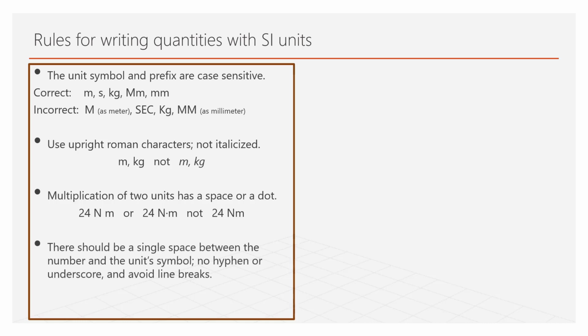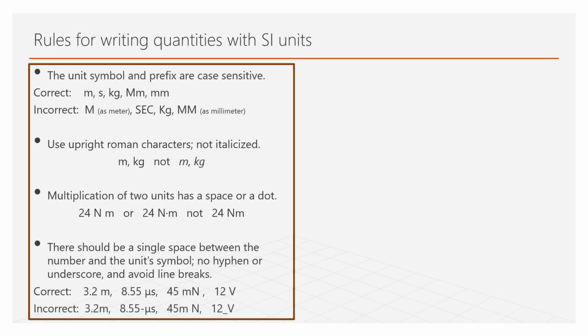There should be a single space between the number and the unit symbol, no hyphen or underscore, and avoid line breaks. Here are four correct ways of writing a unit, and here are incorrect ways of doing it.